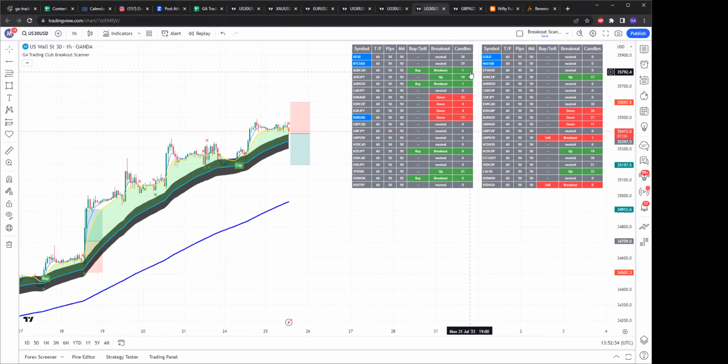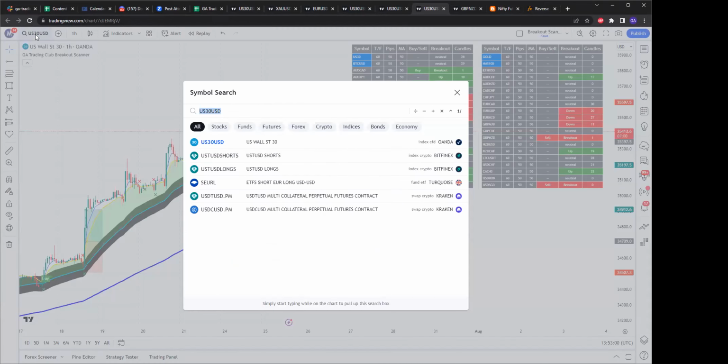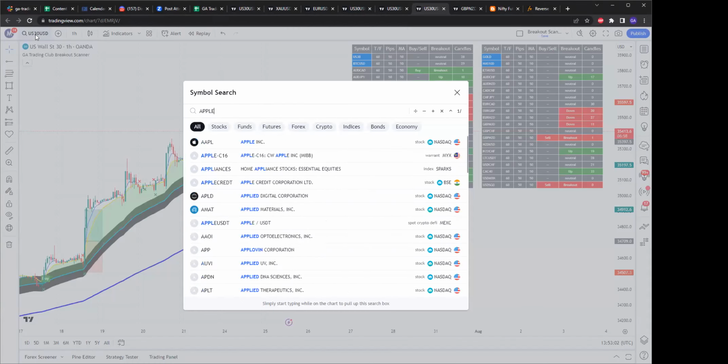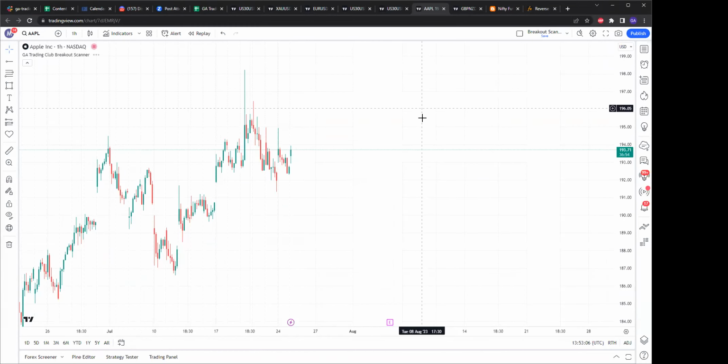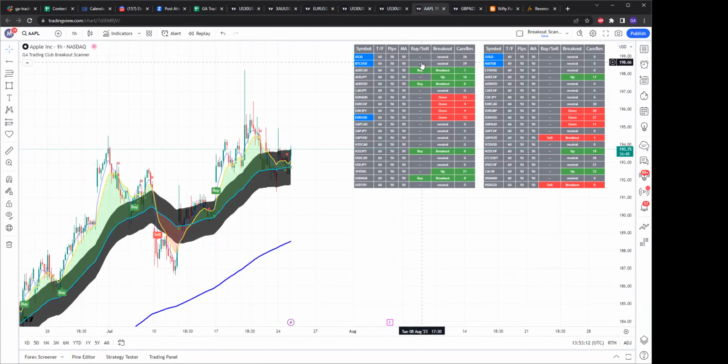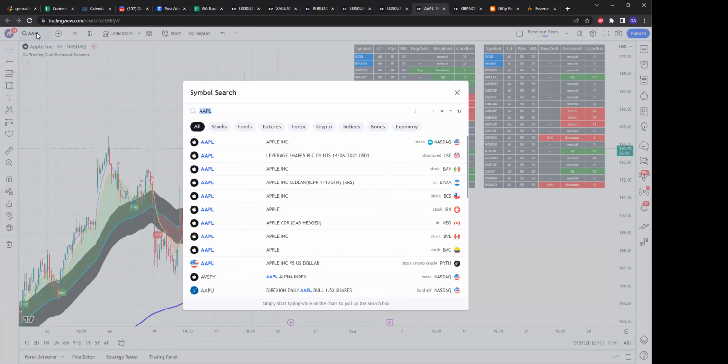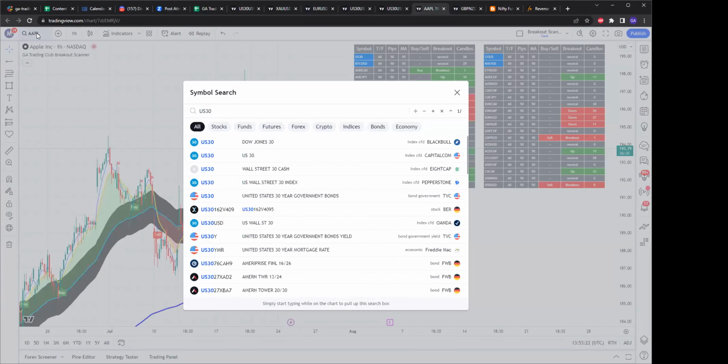So for example, here you can see we have 4 buys here and 2 sells here, and this is US 30 on the hourly. So let's just assume I change this to what? Apple, right? Even the Apple stock. So those 4 buys should still remain, and those 2 sells should still remain. See, there you go. So 4 buys and 2 sells. So the signals you get here are dependent upon the time frame and not the instrument. But I just wanted to clarify that.